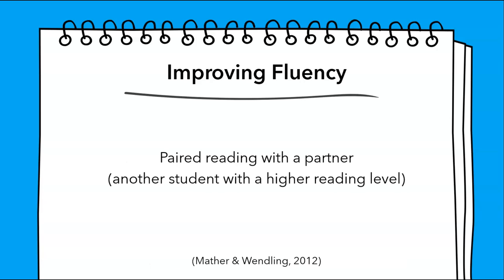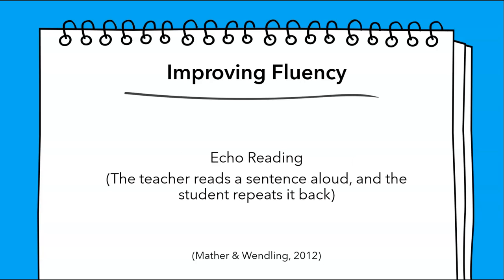Another strategy is paired reading. Students work with another student who has a higher reading level. The students take turns reading short passages. This allows students to practice their oral reading as well as hear another fluent reader. Another technique is echo reading, in which the teacher reads a sentence out loud and then the student reads it back to the teacher. All three of these strategies are helpful for improving fluency in that they are providing students repeated practice in reading and providing exposure to fluent readers.